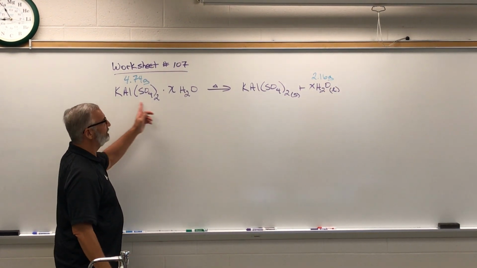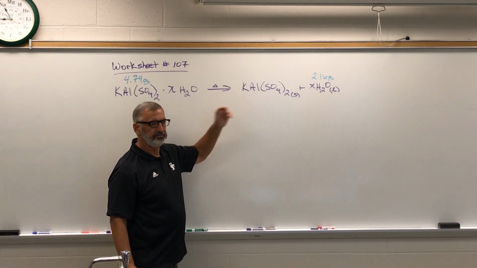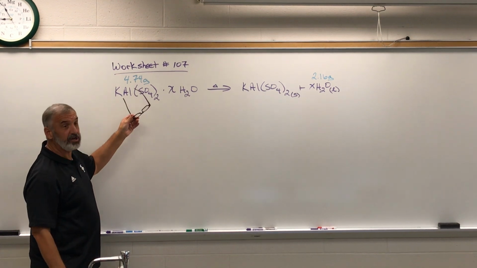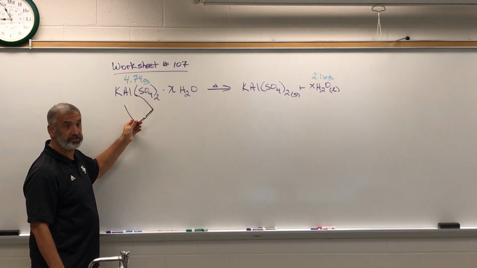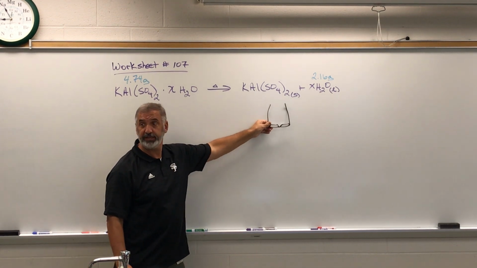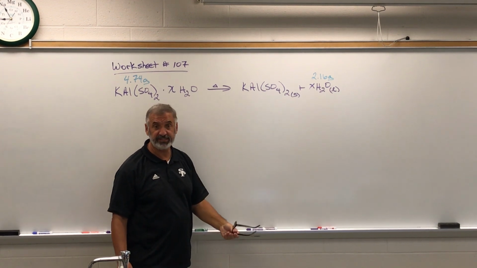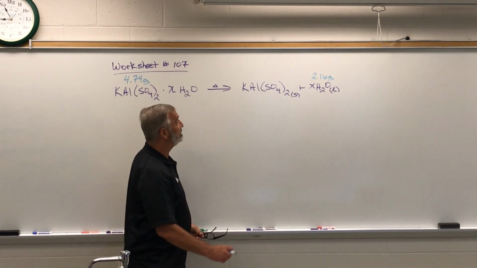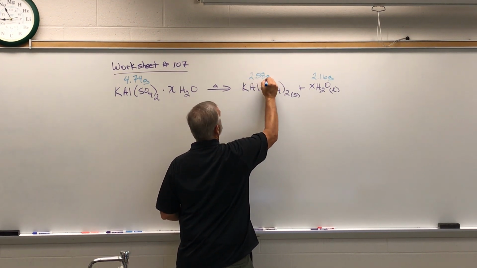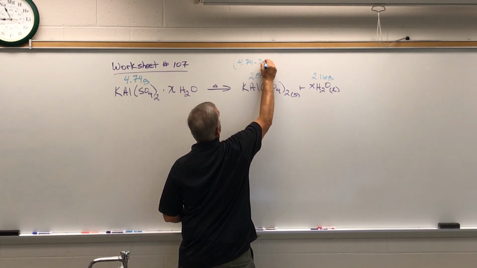So how do I get this value? 4.74 minus... Yeah, the law of conservation of mass says atoms are neither created nor destroyed, so 4.74 on the left side has to equal 4.74 on the right side. So this was 4.74 minus 2.16, which is 2.58 grams of this.